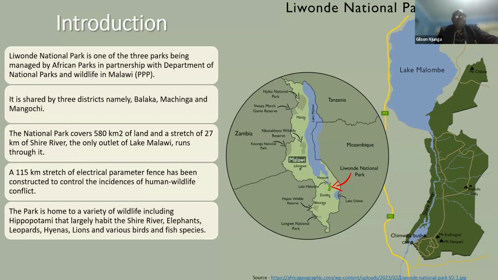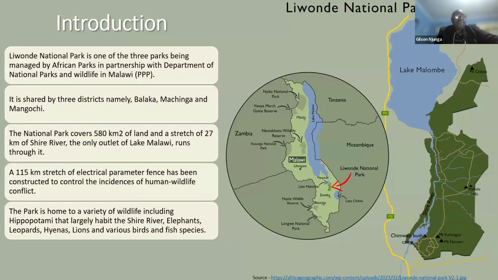For more information, the district is shared with 3 other districts called Balaka, Machinga, and Mangochi. For those who've been to Malawi, these are very popular sites. And the national park, in terms of size, is big. It covers 580 square kilometers and a stretch of 27 kilometers of the popular river in Malawi. Why is it popular? Because it's the only outlet of our beautiful Lake Malawi. It also has a 115-kilometer stretch of electrical fence to avoid the interface that I was talking about. So the wildlife is protected from the domestic animals and people by a wire and electric fence, which was installed by African Parks.